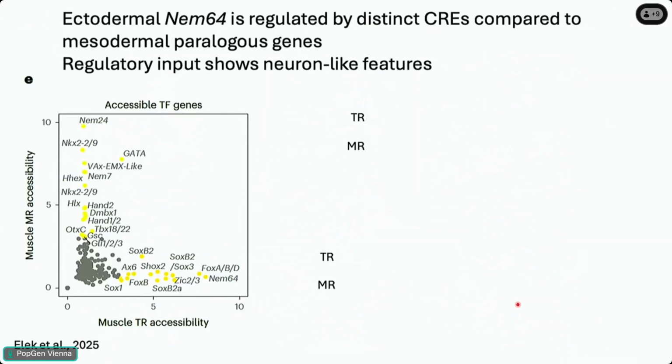And you can also analyze this in such a way that you look at the accessibility for transcription factors in the cis regulatory regions of these two muscles, the mesenteric retractor muscle and the tentacle, and you see that actually they separate completely, and you find here quite a number of factors that are known for neuronal development as drivers of neuronal development, whereas here we find many conserved markers of muscle development.